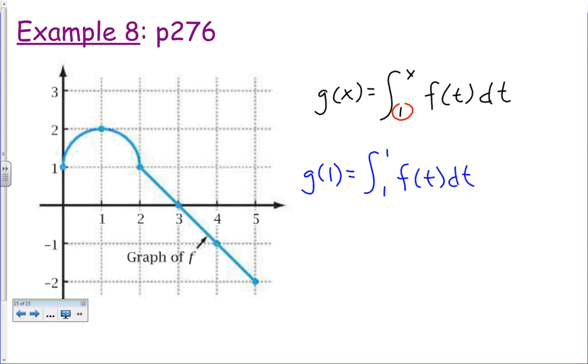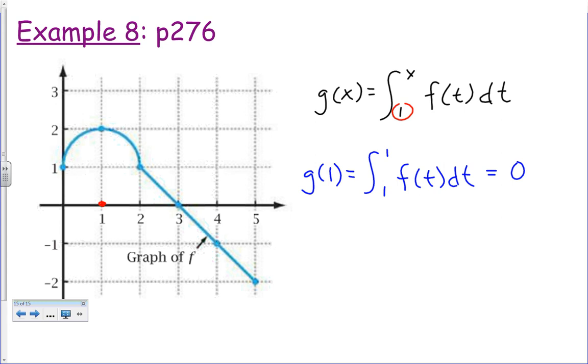Now that means find the area under this curve from 1 to 1. Well, of course, the area under the curve from 1 to 1, there is no area because you're starting and ending at the same point. So g of 1 turns out to be equal to 0. So at x equals 1, y is 0. So let's go ahead and plot that point. Let me put this in red here so it'll be easier to see.